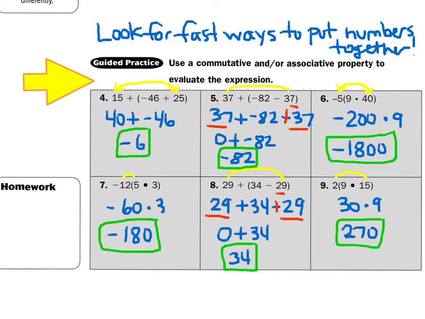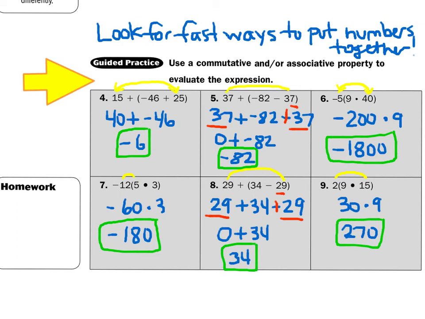Take a look at number 5. They have 37 plus negative 82 minus 37. Well, the first thing I'm going to do, remember when I see that minus sign, I'm going to add a line and change the sign. So this becomes 37 plus negative 82 plus negative 37. But take a look this time. Isn't positive 37 plus negative 37 0? They're additive identities, so I'm going to put them together first. That's fast. And then 0 plus negative 82 just gives me negative 82.